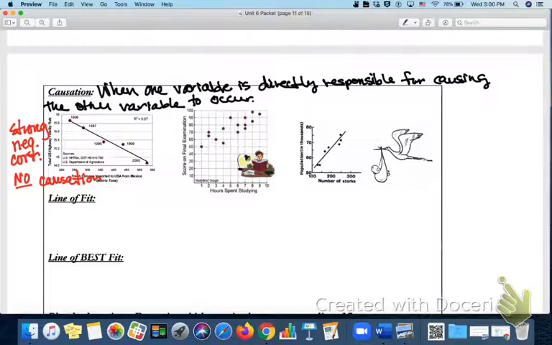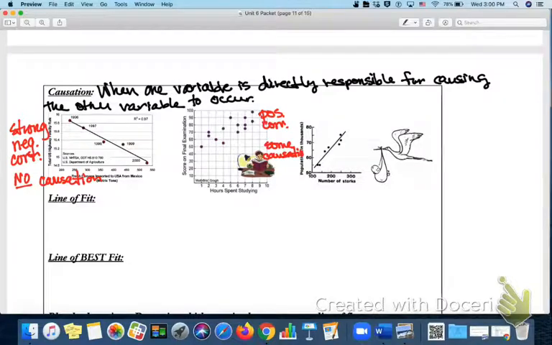On the next one, hours spent studying, score on a final exam. This one is a good example, so we keep using it over. We know that there's a positive correlation to that, but does studying cause you to do better on an exam? We believe that it does. So there's probably some causation, positive correlation, and there is some causation. If you spend time studying, you're going to do better on an exam.